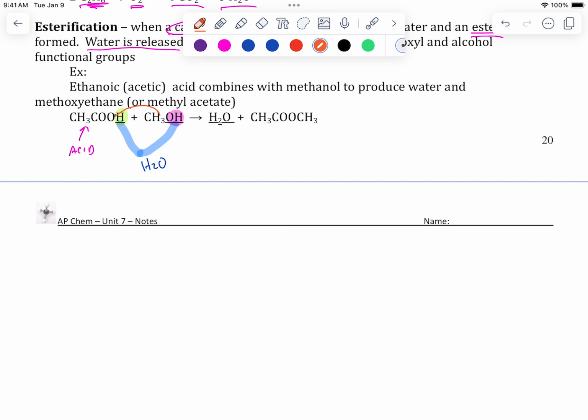So let me give you an example of an esterification. I want you to finish it. I want you to draw what the product is, and I want you to name it.